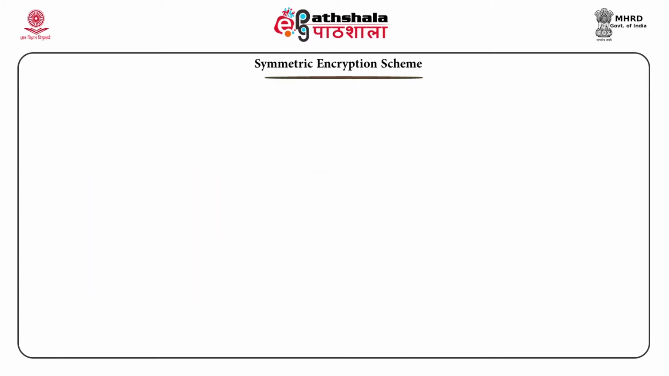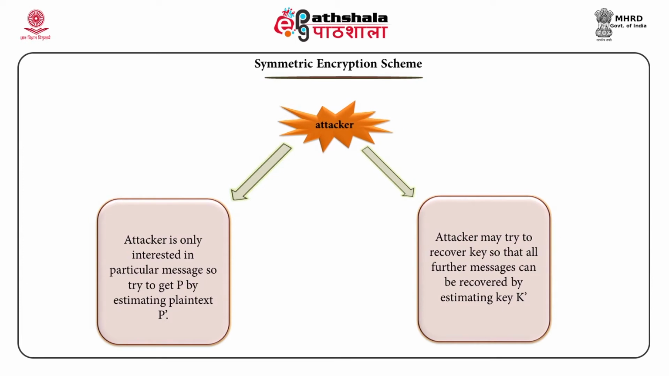Symmetric encryption: what can an attacker do? The attacker is only interested in a particular message, so he or she will try to estimate P dash, that is, an approximation of the plain text being transferred. The attacker may try to recover the key also. If the attacker is not able to find the exact key, he would try to approximate it, that is K dash. If K is retrieved, then all further messages can be decrypted.